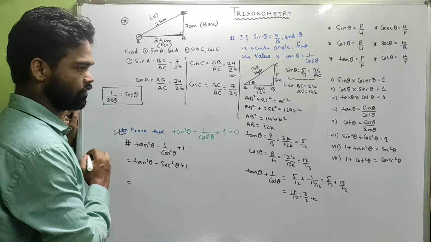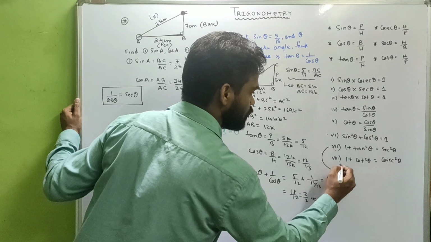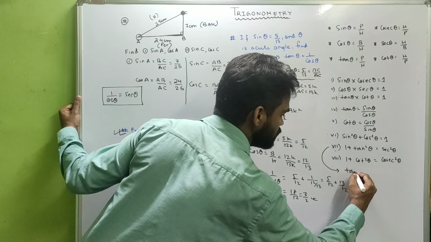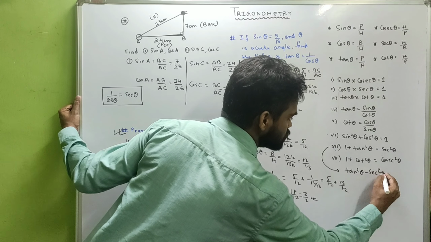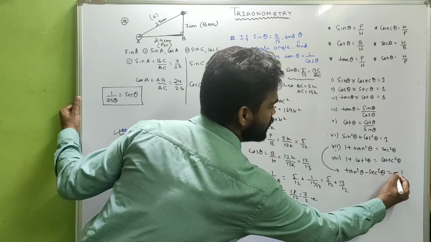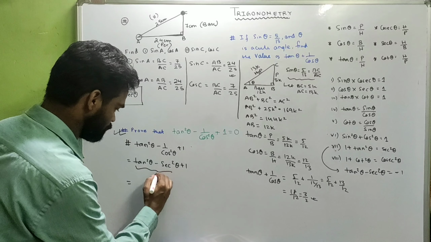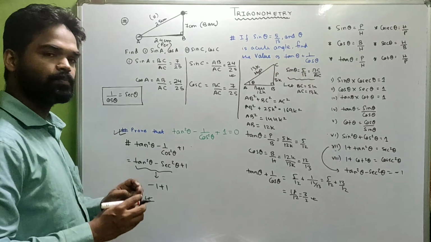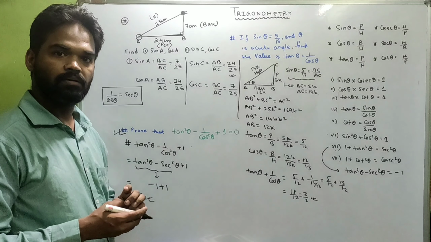Now look at this over here. If I bring sec on this side and 1 on that side, tan square theta minus sec square theta equals minus 1, which means this becomes minus 1 plus 1, which is 0. Hence proved. Keep it till here.